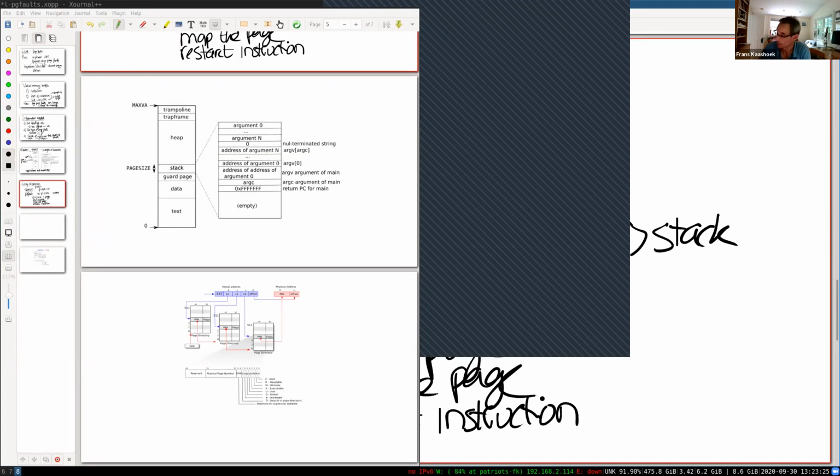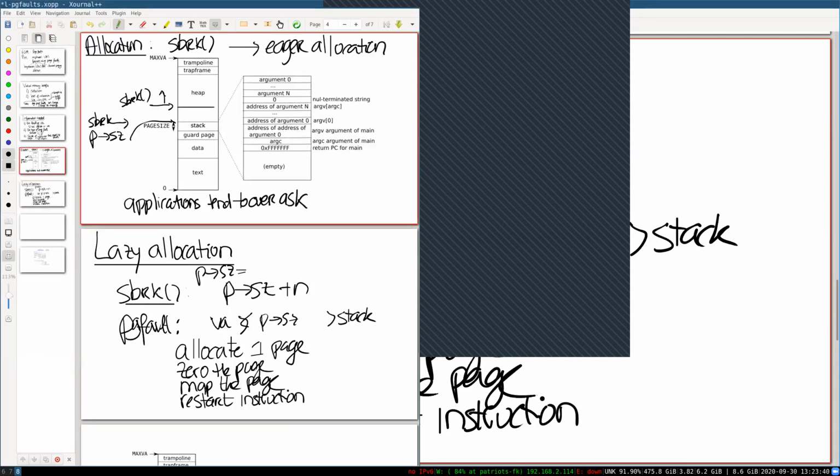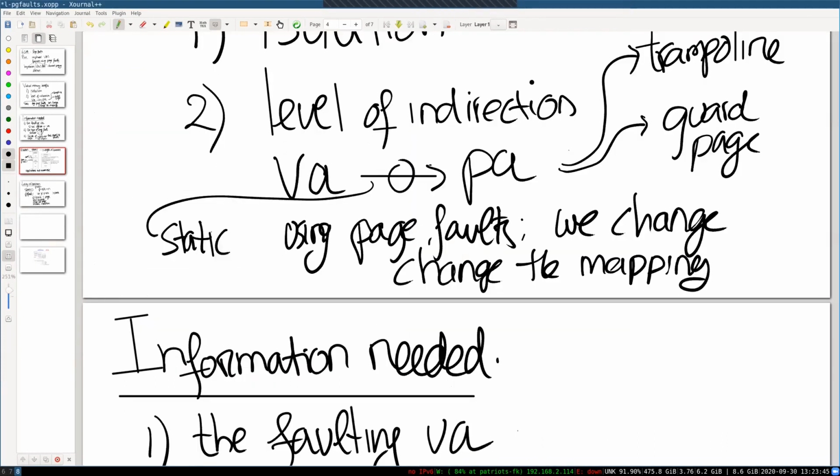Amir, go ahead. Right. So I was wondering, in the case where we're doing eager allocation, and there comes a point where a process consumes so much memory that it actually exhausts the physical memory resource. If we don't do eager allocation, and we do lazy instead, at what point would the application know that there's no physical memory? That's a great question.